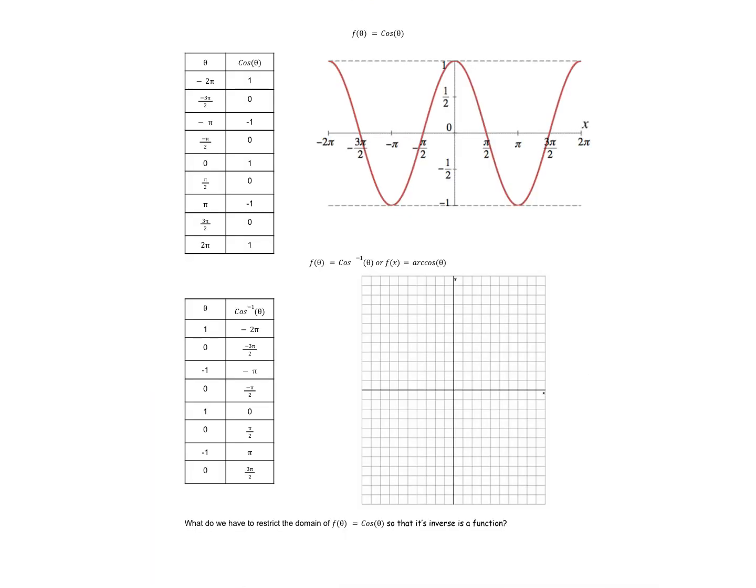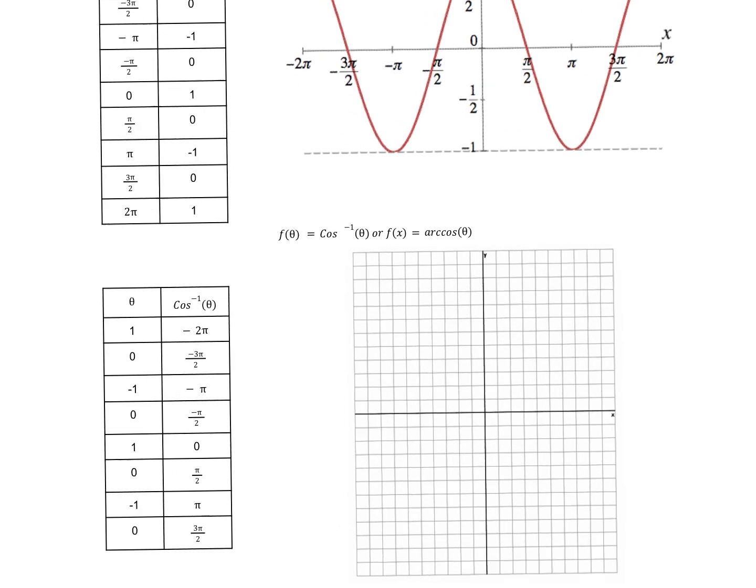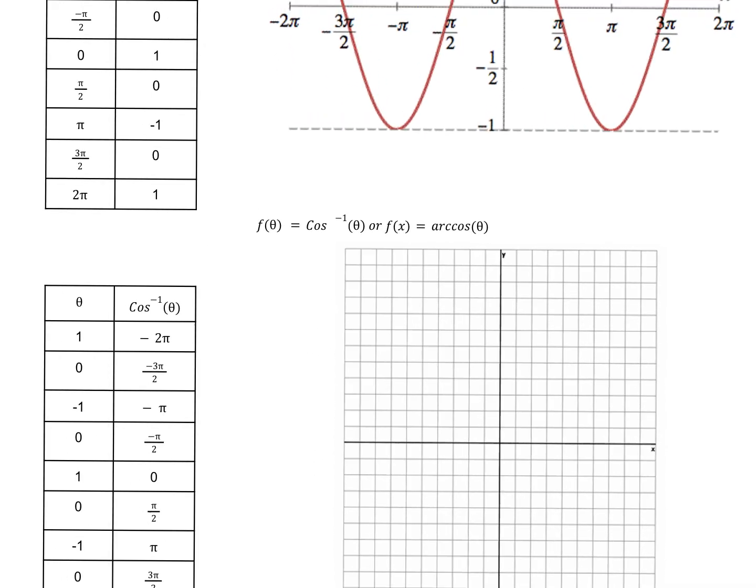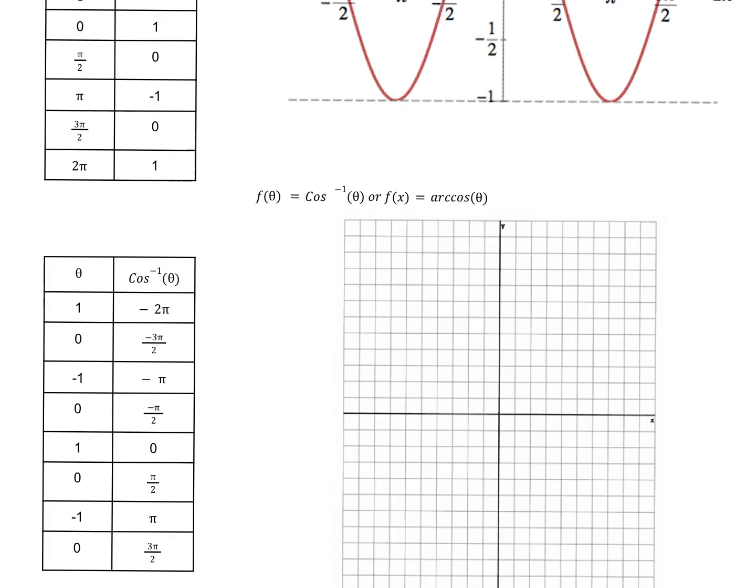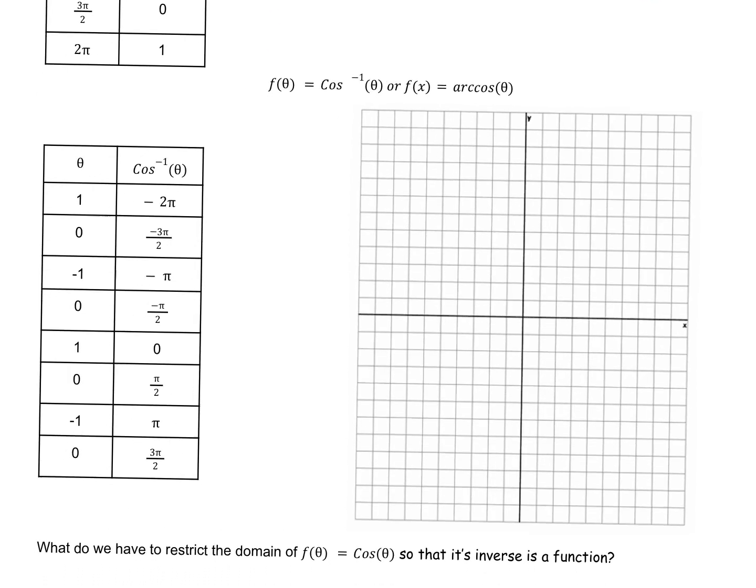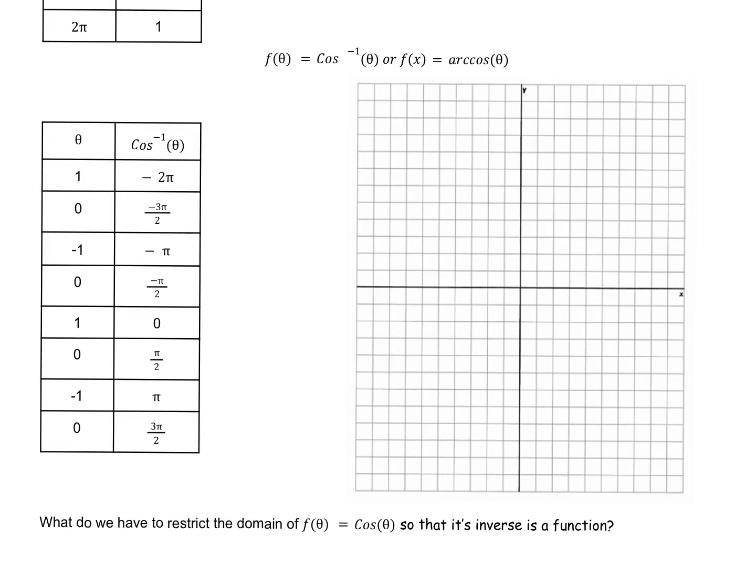We have cos, and we're going to graph its inverse. I did the same exact thing as I did with sine. I have here the graph of cos, and I have all of the points that make up cos. Now what I did to find the inverse cos, or cos negative 1, also referred to as arc cos, is I switched all of the x values and y values. So now we're going to graph cos inverse.